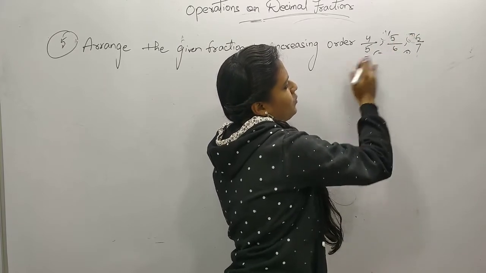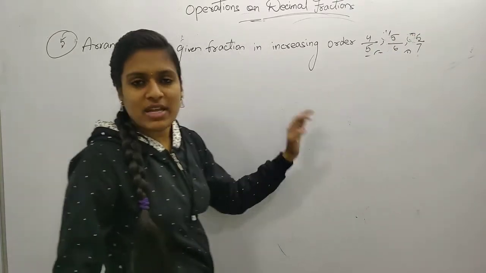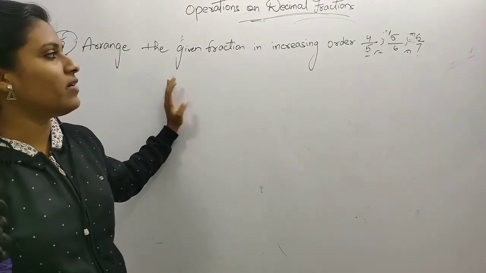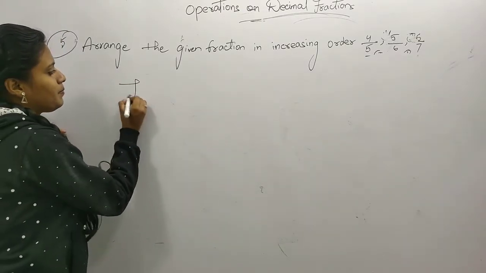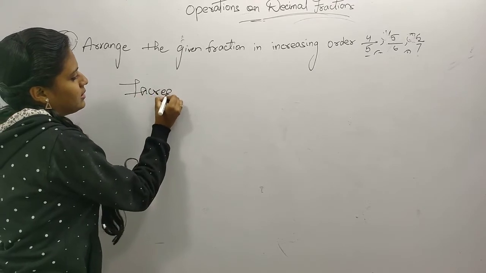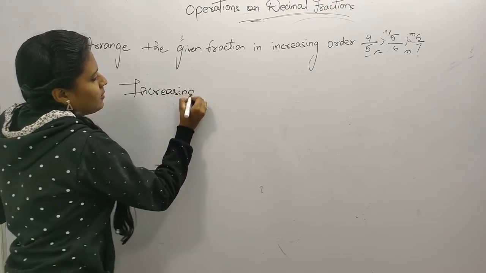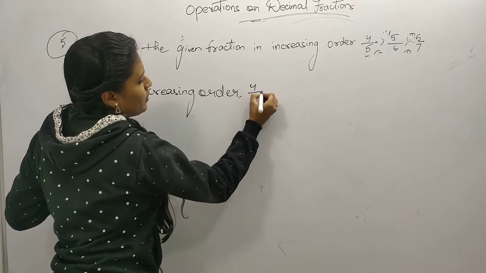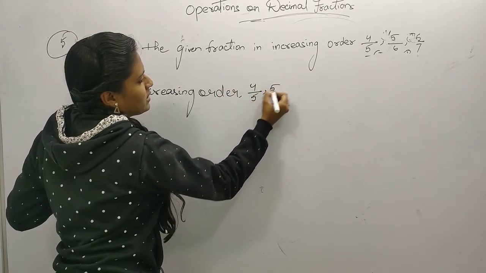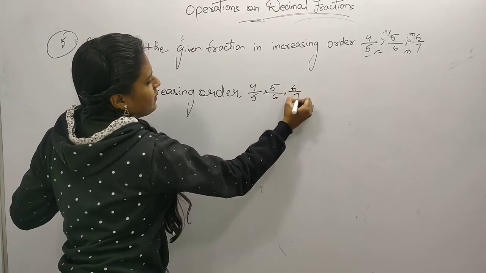The difference is the same, so we can write it in a very simple way. We can do it in a very easy way. What is the increasing order? The increasing order is 4 by 5, 5 by 6, 6 by 7.